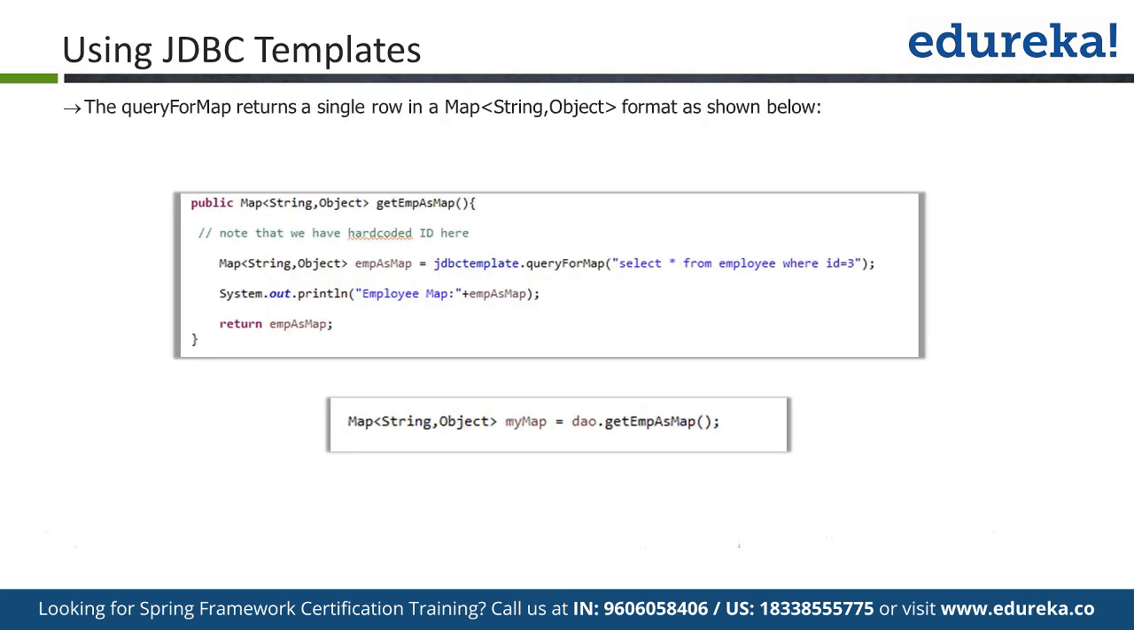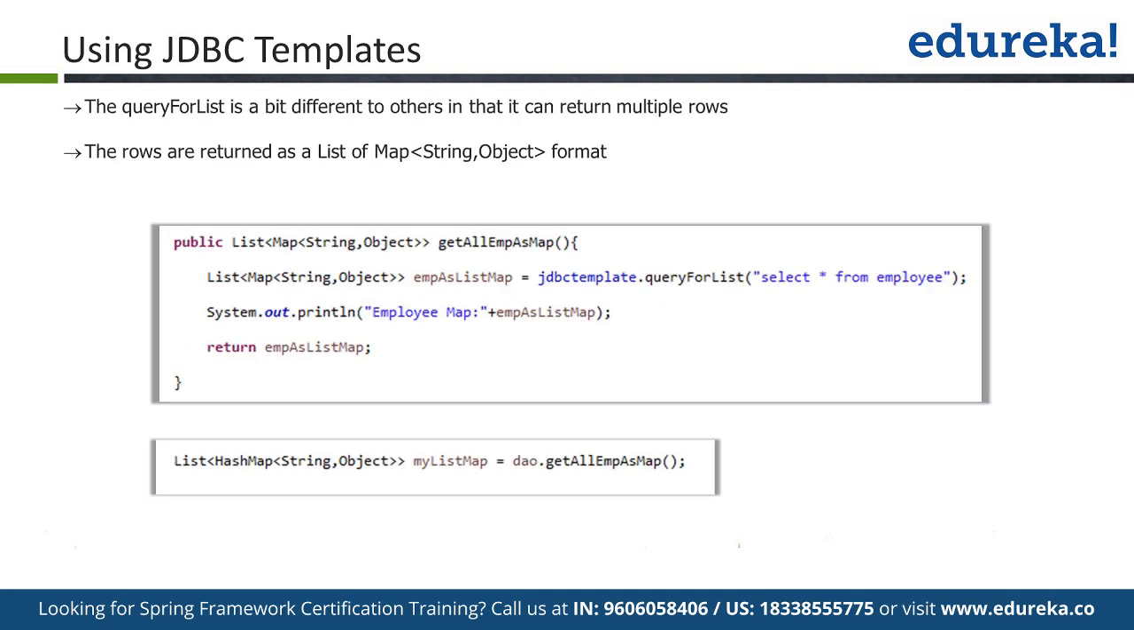Similarly, we have queryForMap, which returns a single row in the form of a map of string and object. The string or key will be your column name and the object will be the value of the column. This way it will come in the form of name and value pairs, and it will be returned to your calling method.